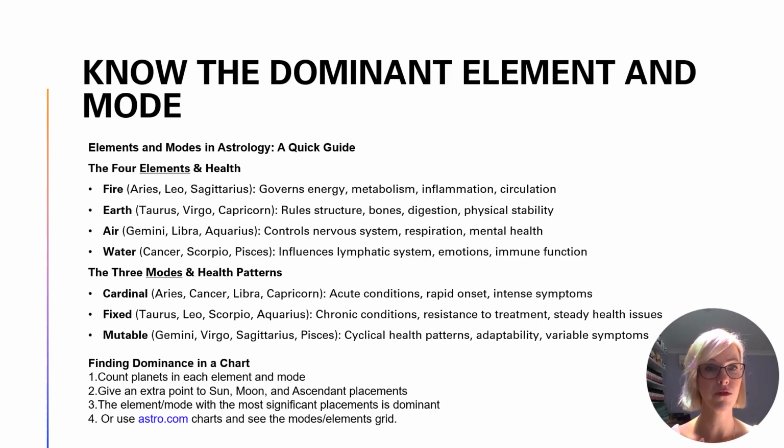So you want to find the dominant element in a chart. You want to count the planets in each element or each sign. So how many planets are in fire signs, how many planets are in earth signs, how many planets are in water signs, how many planets are in air signs. You may want to give an extra point to the sun, moon, and ascendant.